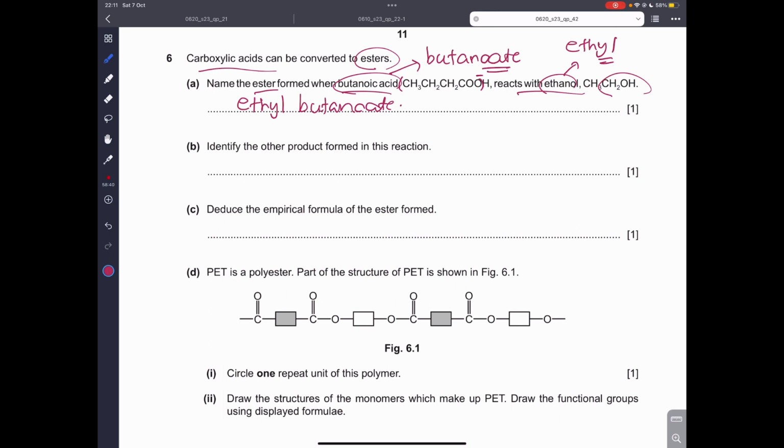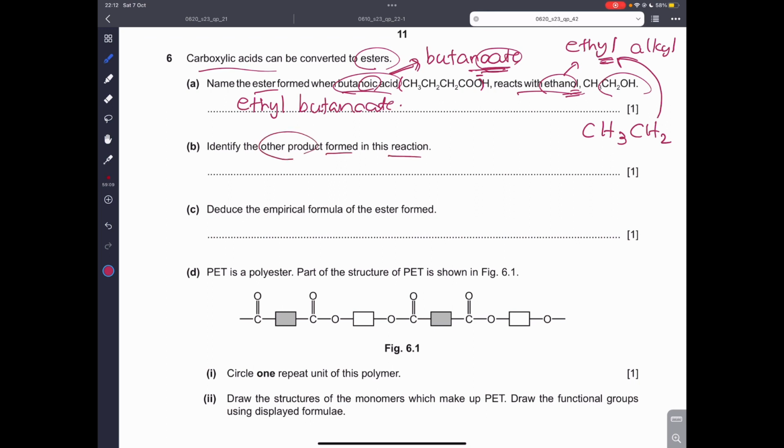Remember, the acid will always turn into butanoate, and the ending OIC you have to change to OATE. And for ethanol, you have to change this NOL to ETHYL, because it is an alkyl group. CH3CH2 is ethyl, an alkyl group. So we have to identify the other product formed in this reaction.